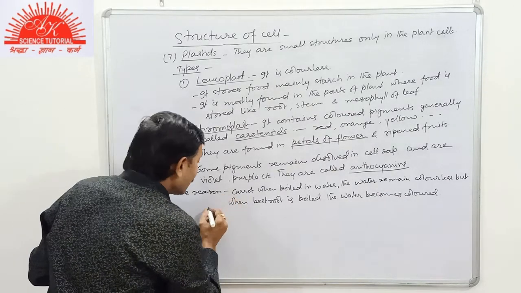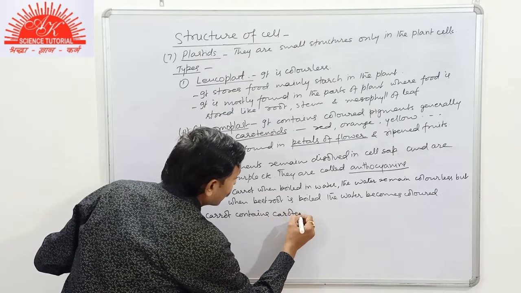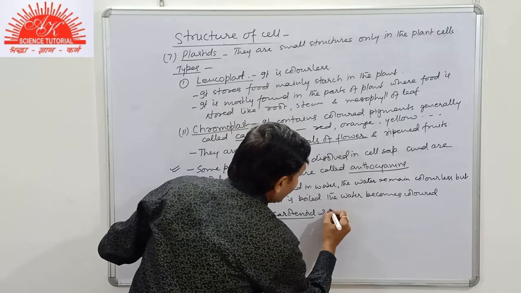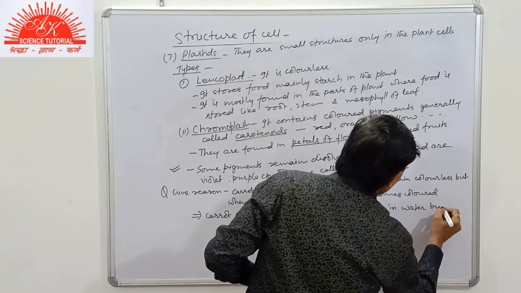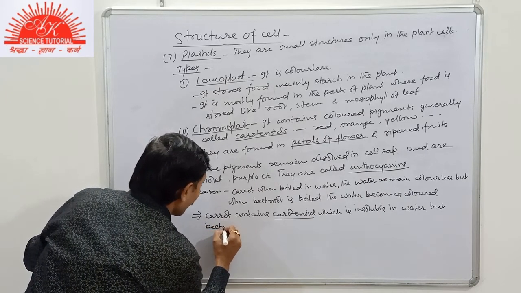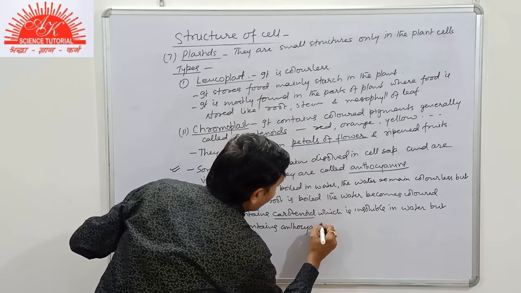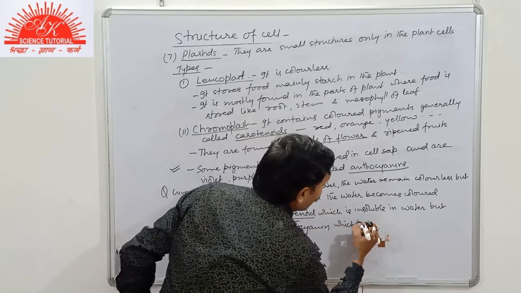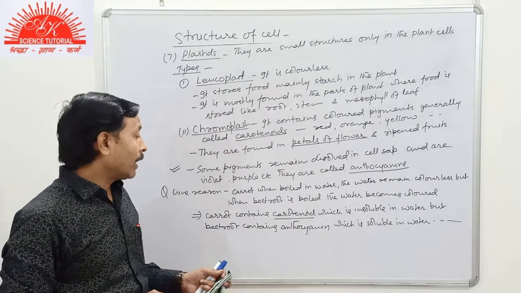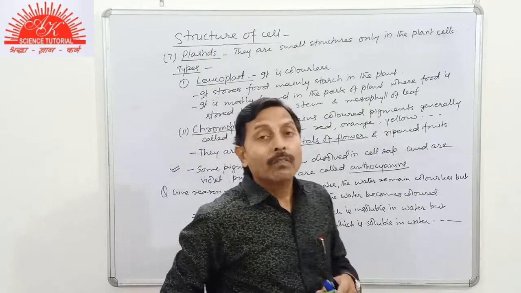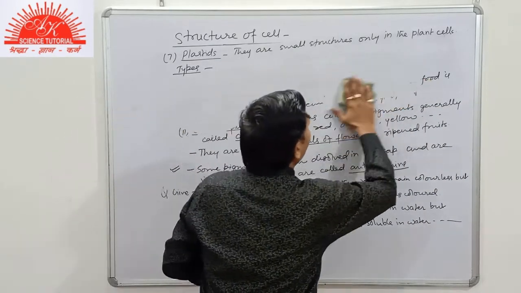We see here that carrot contains carotene, or we write carotenoid, which is insoluble in water, but beetroot contains anthocyanin, which is soluble in water, and so on. So you will make the statement complete. That is, therefore, when beetroot is boiled in water, anthocyanin dissolves in water and water becomes colored. So this type of question is asked in relation to chromoplast.